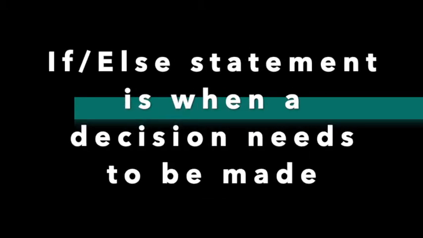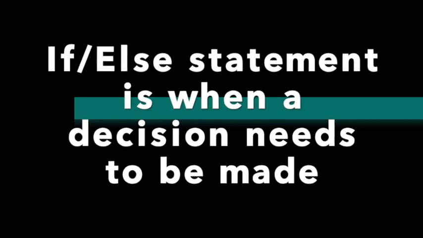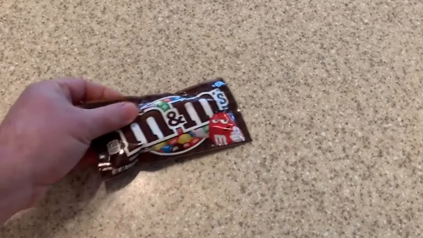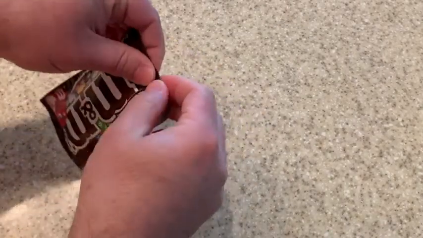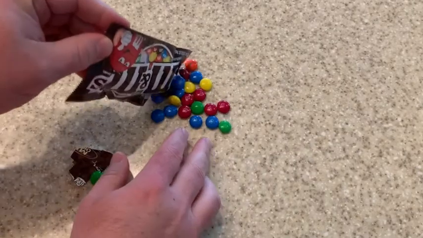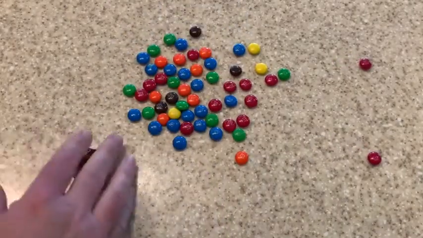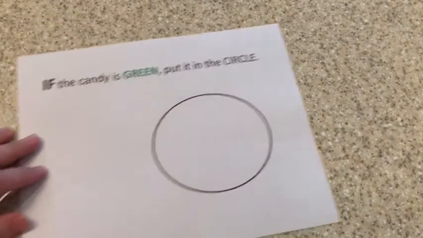An if-else statement is when a decision between two actions needs to be made. Take a look at this example. In this example, we're going to use some M&Ms. They're colorful, and boy, are they good. So we'll go ahead and dump those out, and we're going to take a look at some if statements.